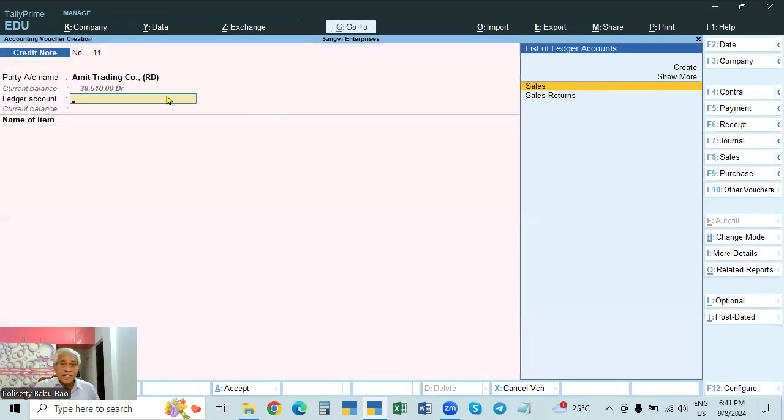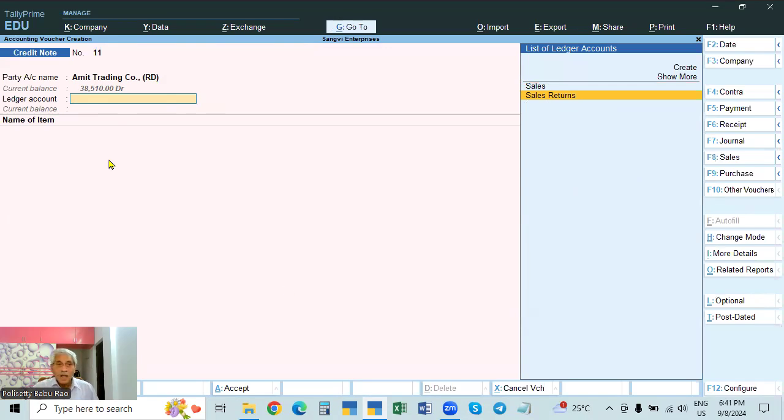Sales returns you have to select. Okay. Sales returns you have to select for this credit note. For debit note, purchase returns will be taken. For debit note, purchase returns will be entered, not purchases.